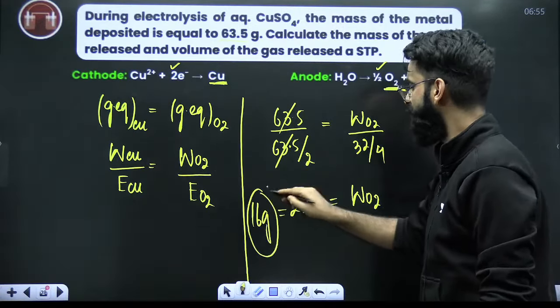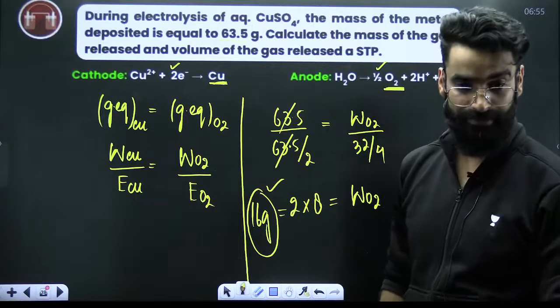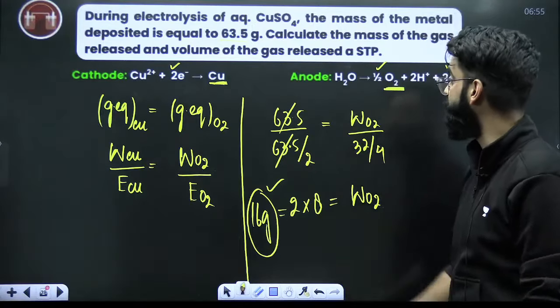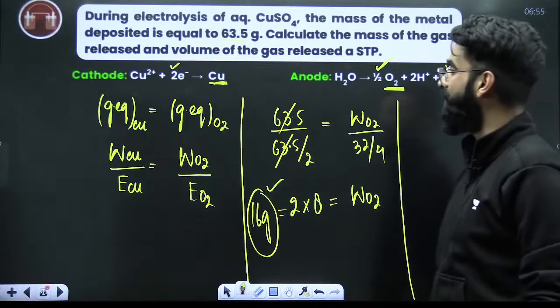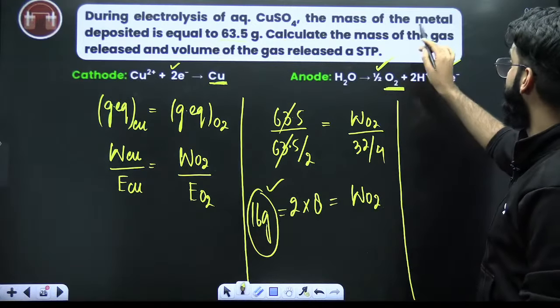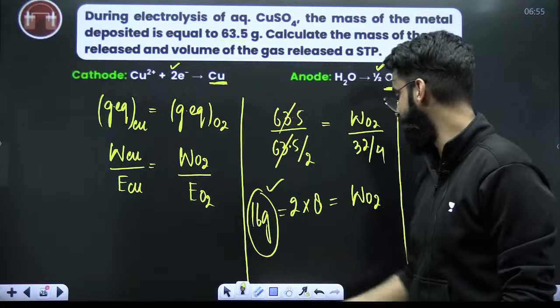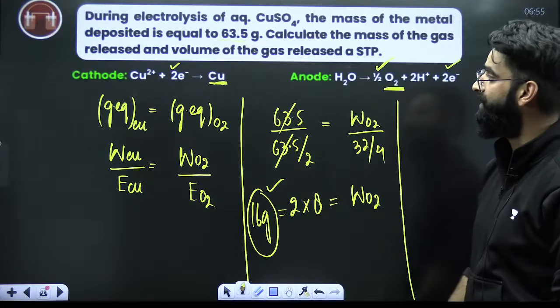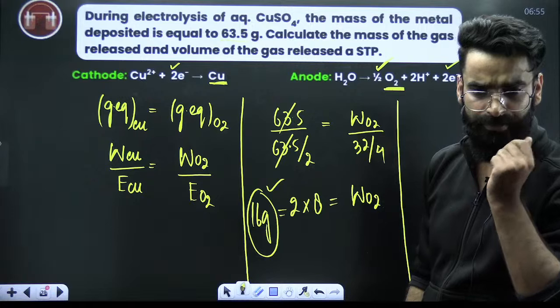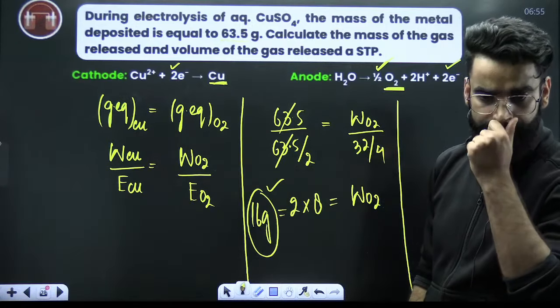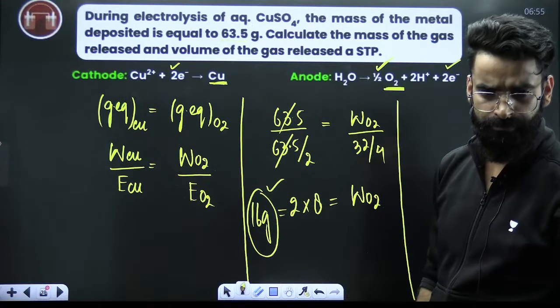So you got to know 16 grams of O2 is liberated at anode. We were supposed to calculate the mass of gas released, and we got to know 16 grams of O2 is released. At the same time, we have to calculate the volume of gas released too. Right? Yeah?